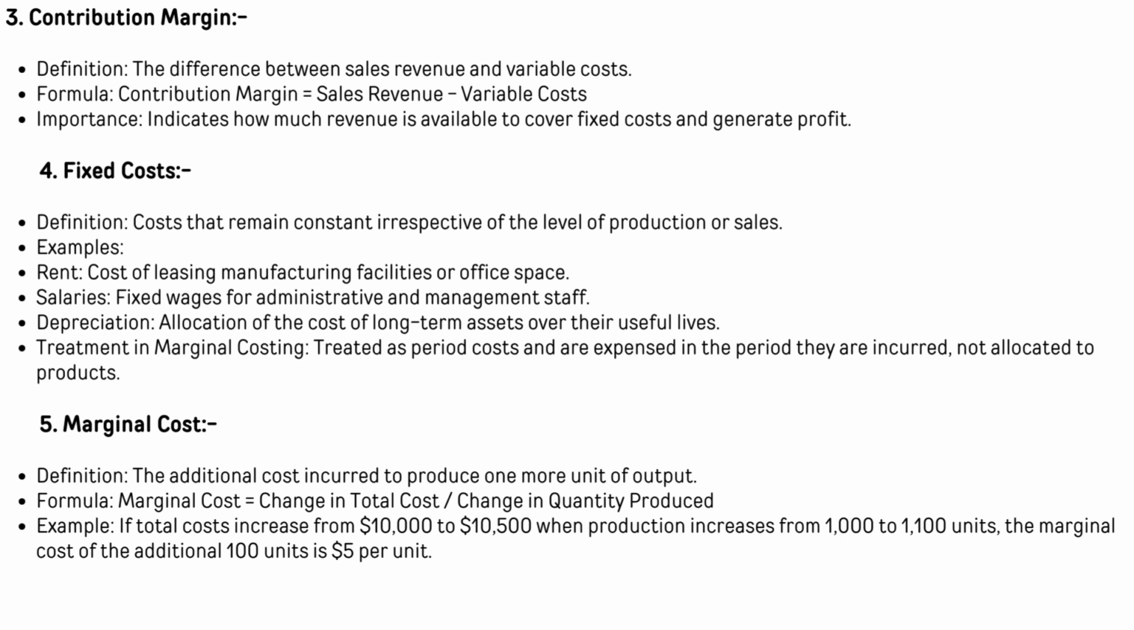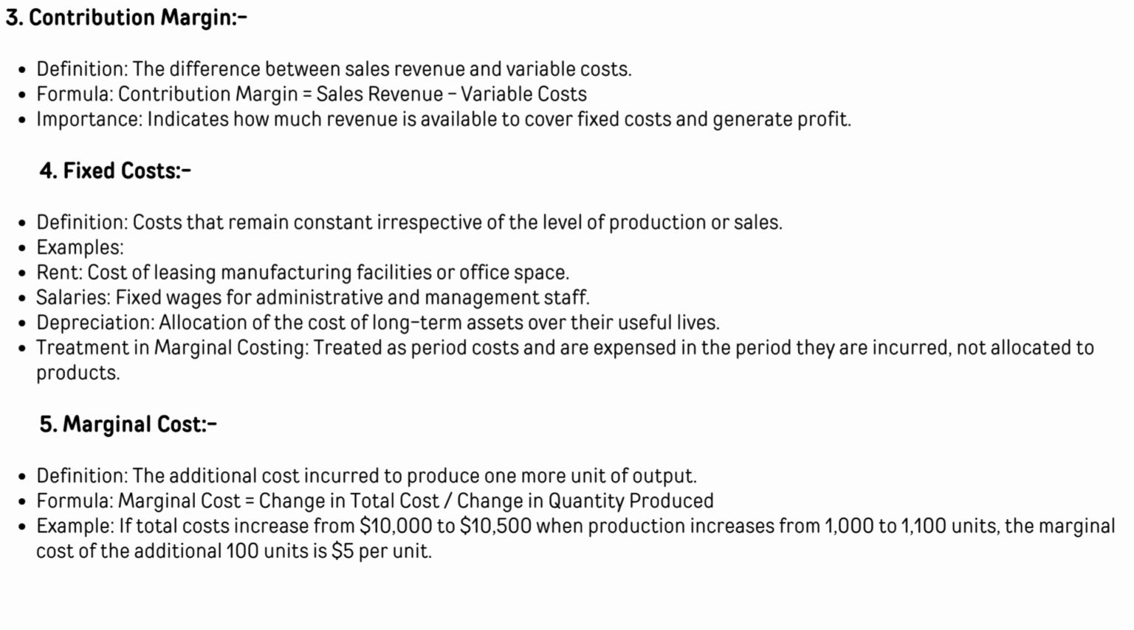Fixed costs. Costs that remain constant irrespective of the level of production or sales. Examples: rent, cost of leasing manufacturing facilities or office space; salaries, fixed wages for administrative and management staff; depreciation, allocation of the cost of long-term assets over their useful lives. Treatment in marginal costing: treated as period costs and are expensed in the period they are incurred, not allocated to products.